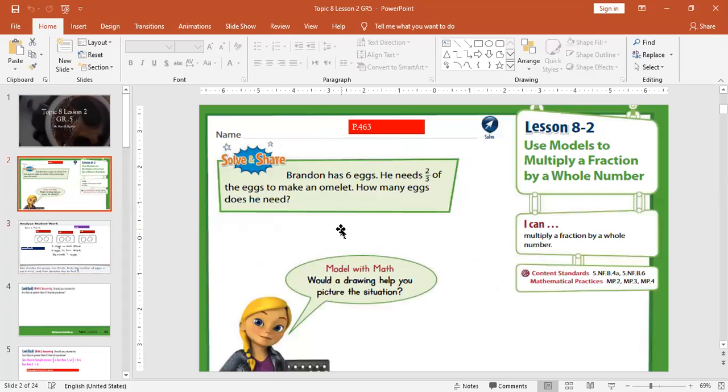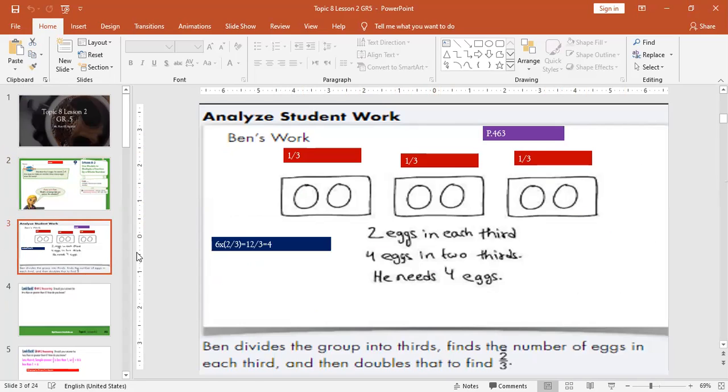This is page 463. Brandon has 6 eggs. He needs 2/3 of the eggs to make an omelette. How many eggs does he need? So this lesson is called Use Models to Multiply a Fraction by a Whole Number. As I told you, how do I multiply a whole number by a fraction? I will multiply the whole number by the numerator, then divide by the denominator. So it will be 12 divided by 3 equals 4.